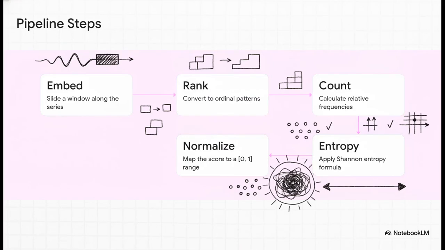To do that, we've got a neat 5-step pipeline. Think of this as our progress bar for the explainer. We've got embed, rank, count, entropy, and normalize. We're going to take raw, messy data at step 1, and we're going to output a beautifully clean, totally interpretable score at step 5. So let's get into it.